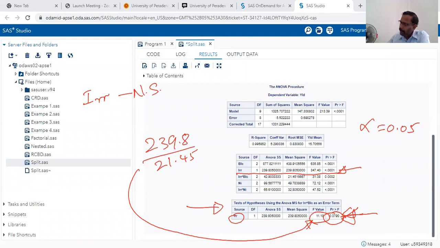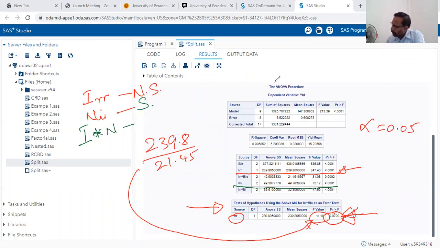What about the second one, nitrogen? Whether nitrogen is significant or not. Look at the nitrogen here. Okay, that is significant. I'll put it as significant. Then irrigation into nitrogen, whether that is significant. That is also significant. You see, this is the story in this split plot design.